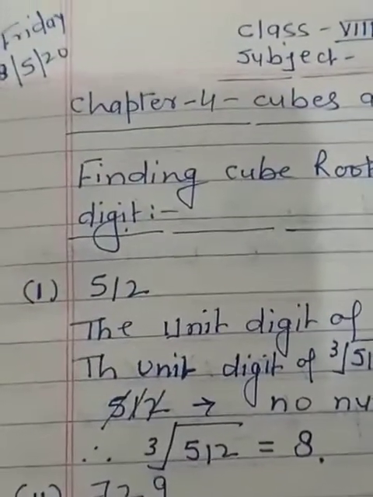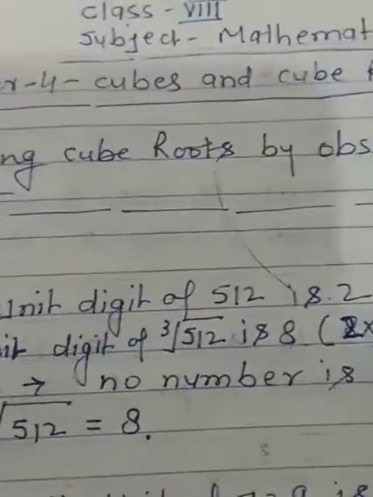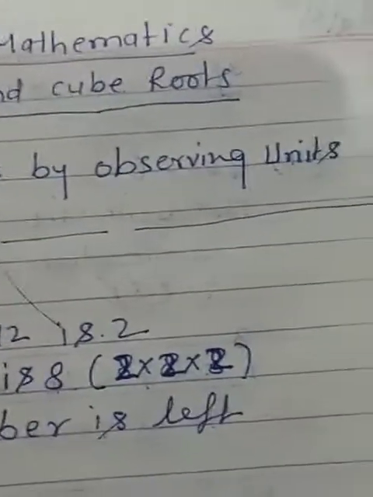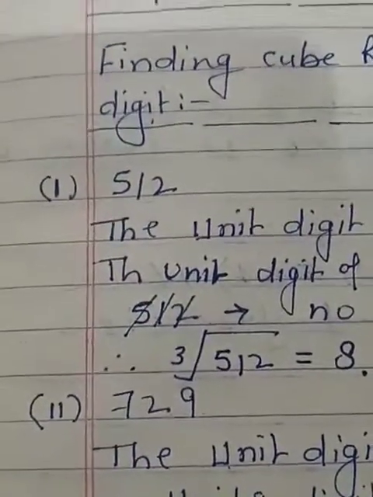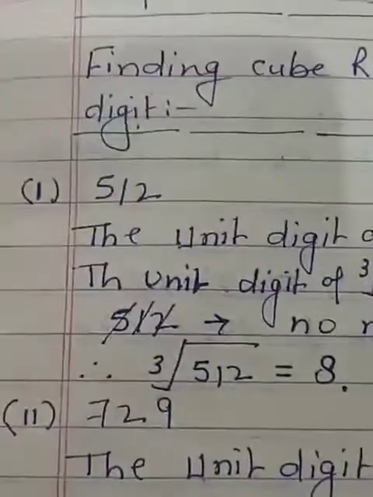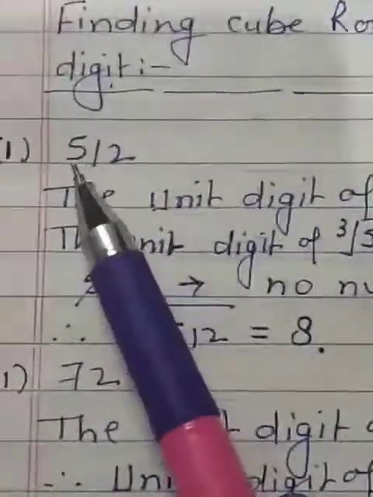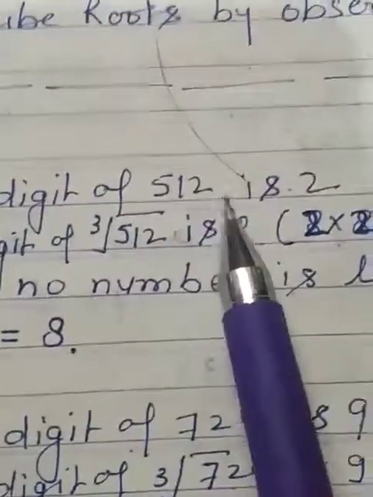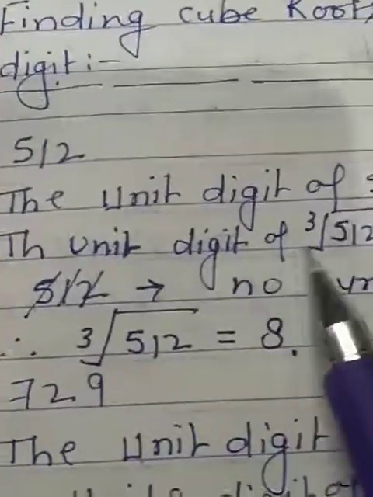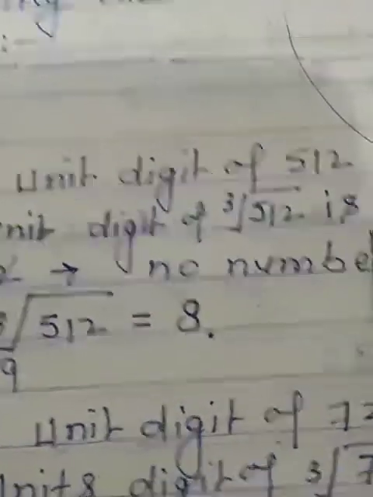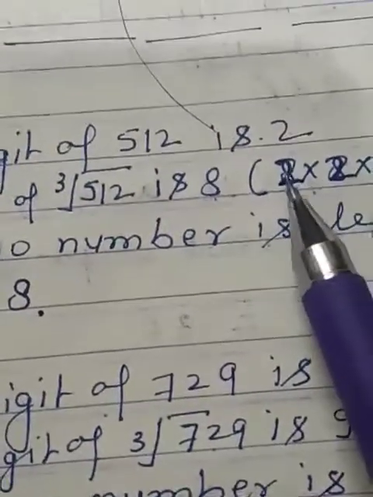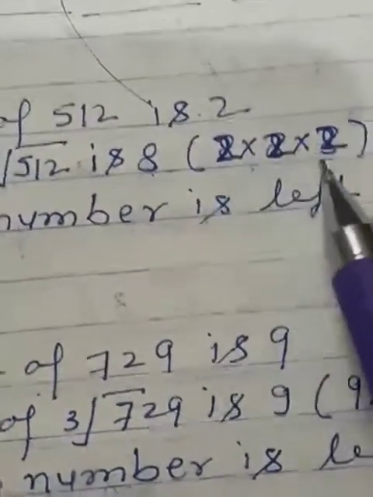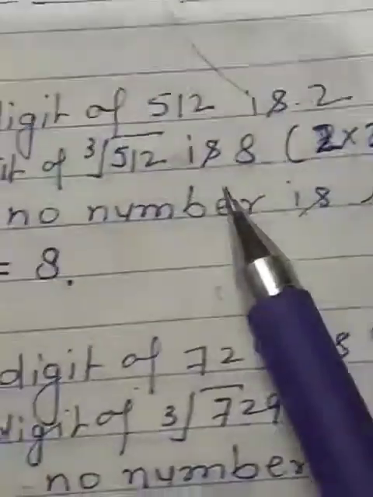Today we are finding cube roots by the observing units digit method. We are taking one example, 512. The unit digit of 512 is 2. Now the unit digit of the cube root of 512 is 8. Why 8? Because 2 multiplied 3 times, 2 × 2 × 2, is 8. So 8 is the unit digit.